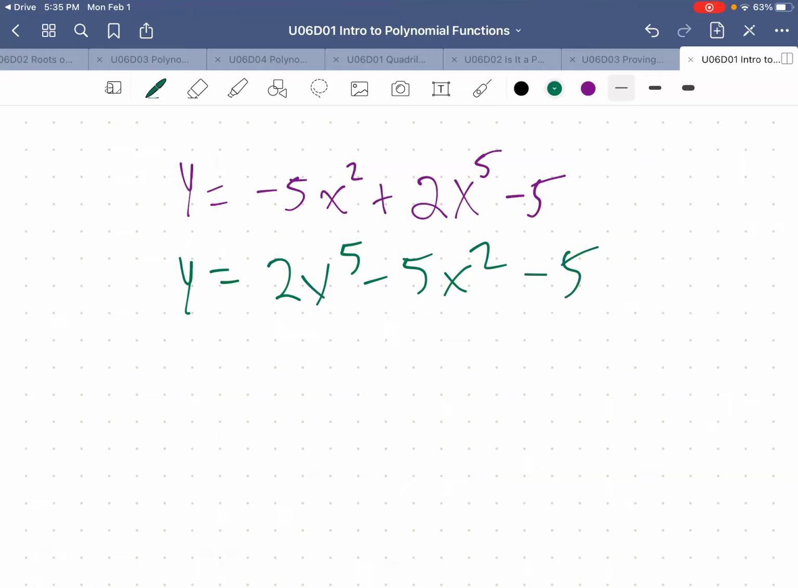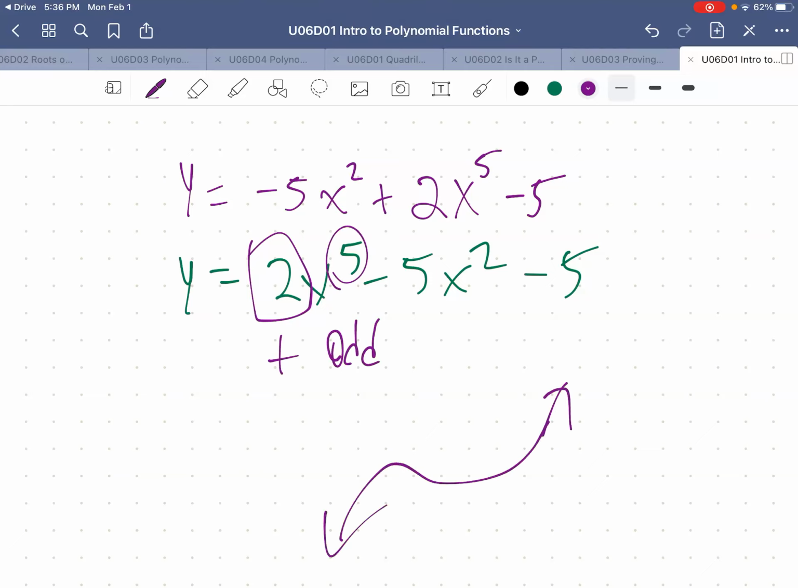In this case, the polynomial would be 2x to the 5th plus 0x to the 4th plus 0x to the 3rd, and so on. But we're not going to write out the entire thing. If we look at the leading coefficient, we can see that it is positive, and the exponent is odd. Therefore, the graph will go up on the right. It will have different end behavior. It will look something like this on a graph.